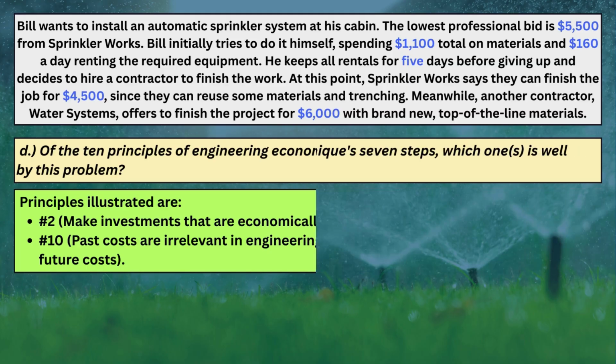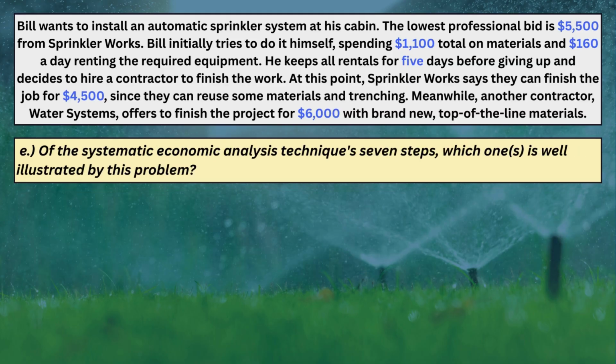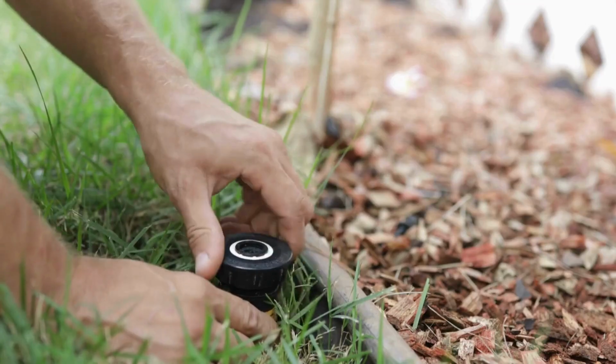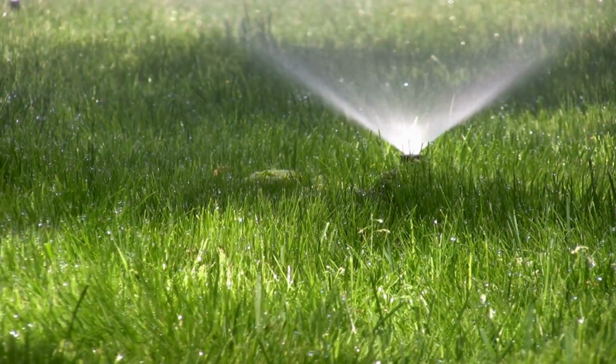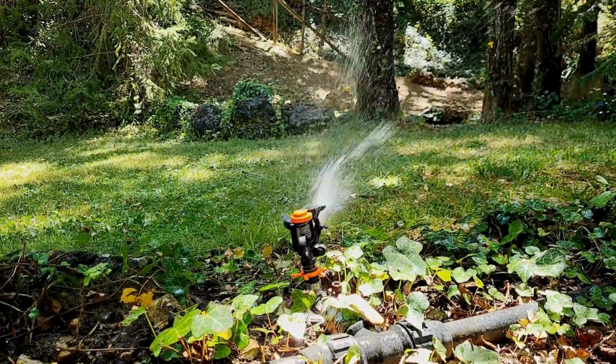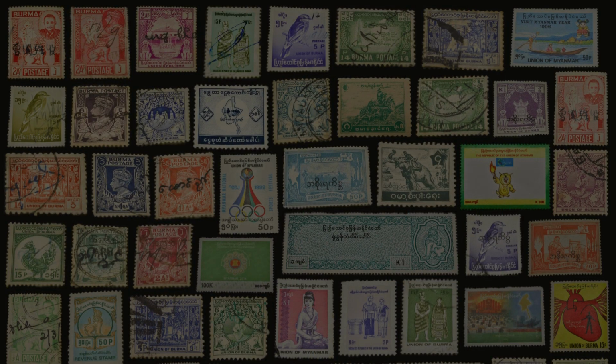It also highlights the importance of systematic analysis steps. Number 1, identifying alternatives. Number 4, estimate the cash flows. Number 5, compare the alternatives. And number 7, select the preferred investment. The takeaway? Sunk costs don't matter, and since Sprinkler Works' future cost is lower, Bill's best move is to go with them. Our next problem looks at how compound growth works.